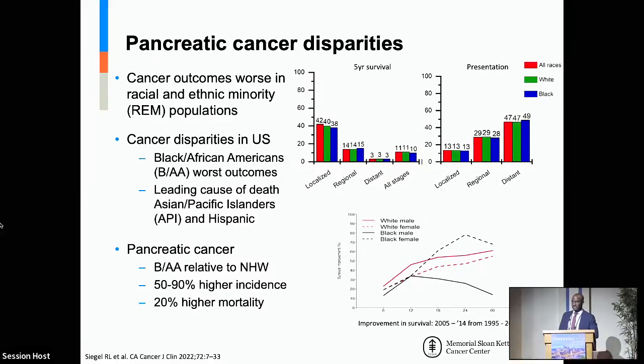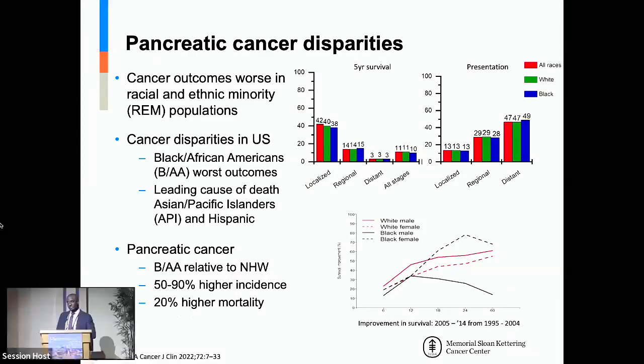So disparities exist in cancer as a whole and in pancreatic cancer too. When you look at racial and ethnic minority populations in the United States, they do worse in terms of cancer outcomes. When you look particularly at Black and African-American populations, you see that their outcomes are overall worse. When you look at Asian, Pacific Islander and Hispanic populations, cancer is the leading cause of death.